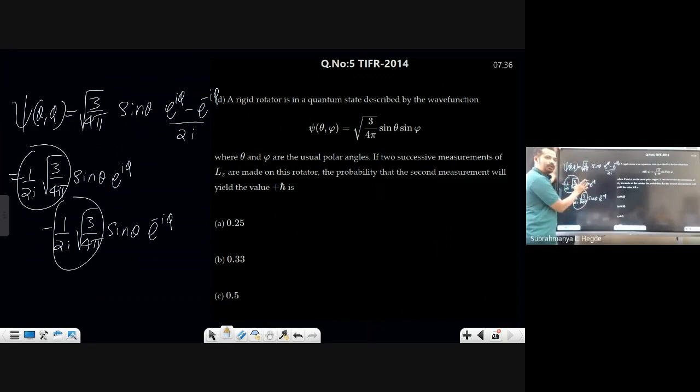That's why these two, this is Y11 and Y1 minus 1, are equally likely. Can I say it like that? Even though you substitute and all, if you normalize, you will get 1 by root 2, 1 by root 2.